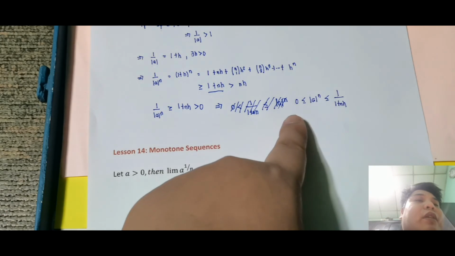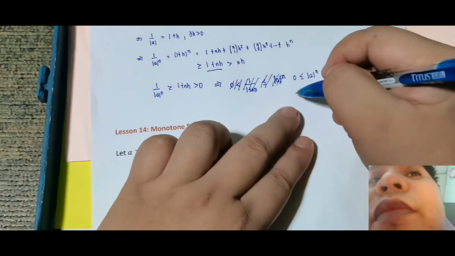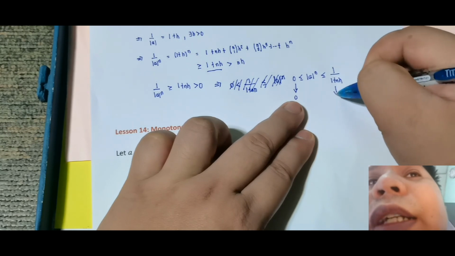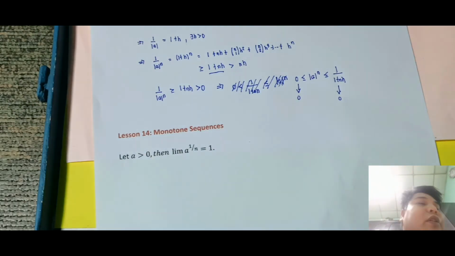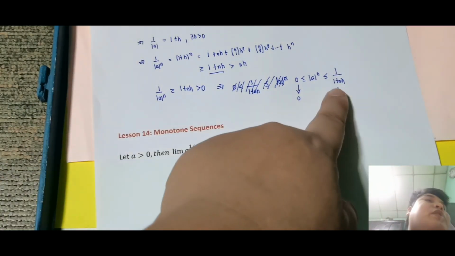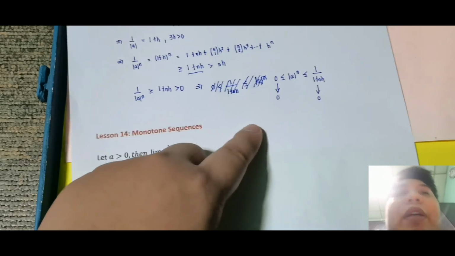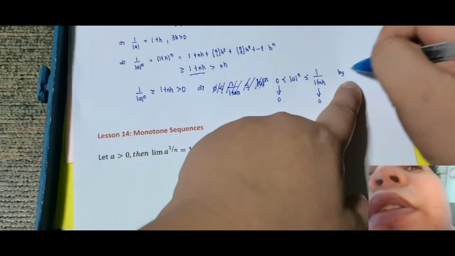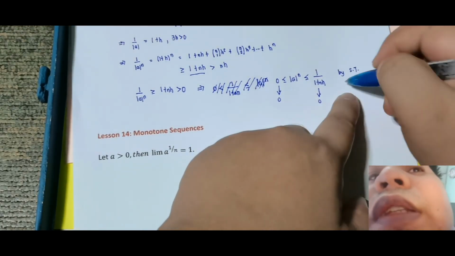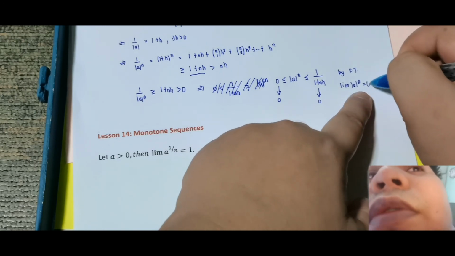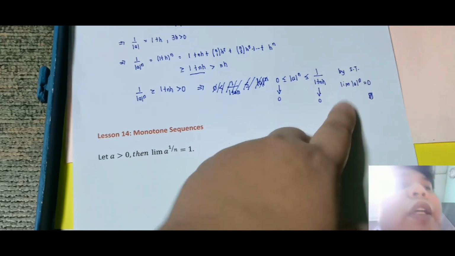So anong nangyari? By sandwich theorem, alam mo to, approaches sa 0. Aware ka rin approaches sa 0 to as n approaches infinity. Kasi as n approaches infinity, lalaki lang naman to. So 1 over 1 plus infinity, kahit h pa yan, lagi yan 0. So by sandwich theorem, the limit ng absolute value ng a sub n is equal to 0, and that is done.